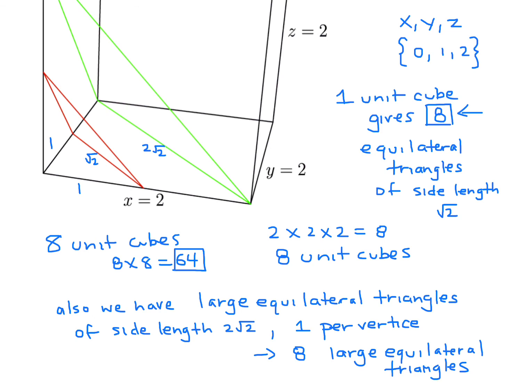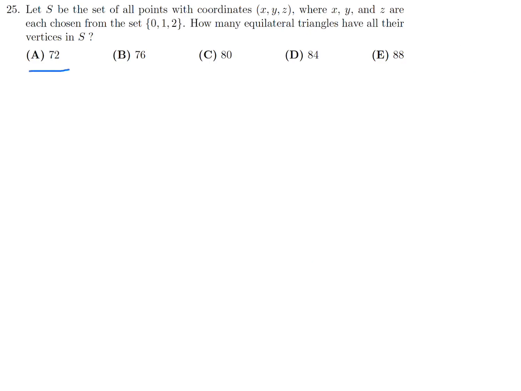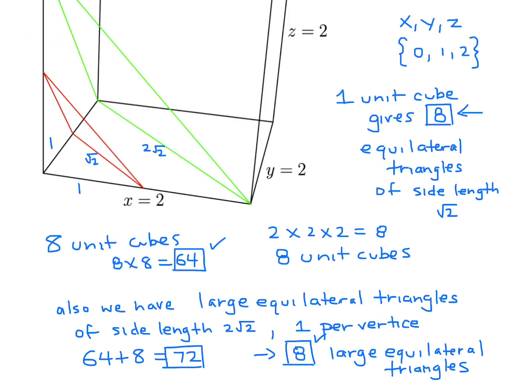Also, we have large equilateral triangles of side length 2 root 2, 1 per vertex. So we have an additional 8 large equilateral triangles. So we have 64 and 8. So that means 64 plus 8, we have a total of 72. So 72 is our total. 72 is one of the answers. But perhaps we can get a few more.